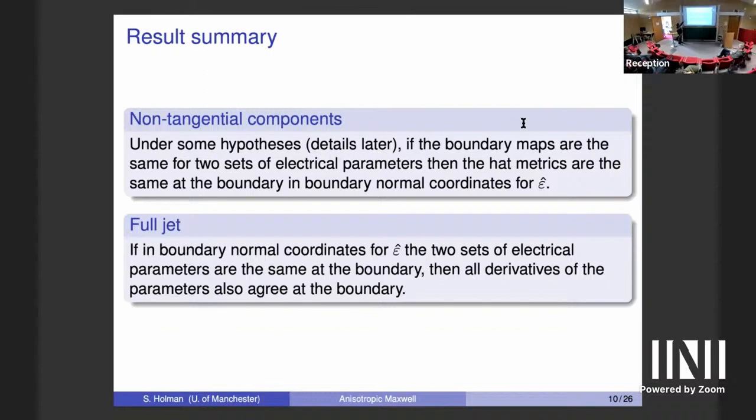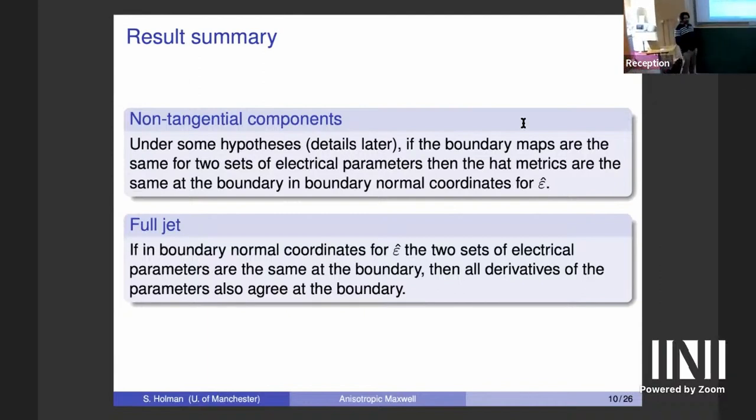And if you can determine the non-tangential component, then in fact you can determine all of the derivatives as well, whether it's any conductive or anything, once you know the non-tangential component. So the key obstacle is this additional hypothesis that are required.